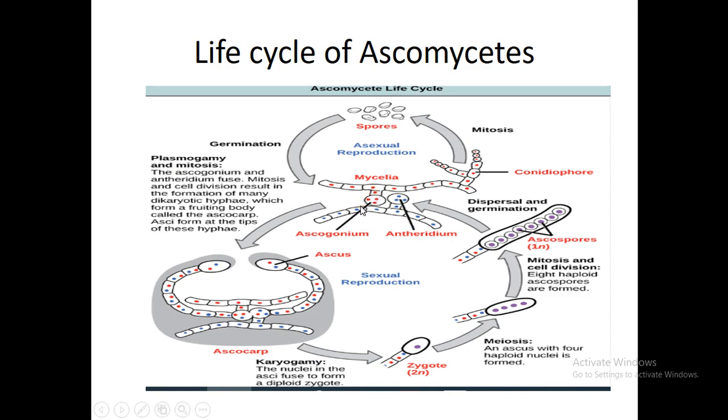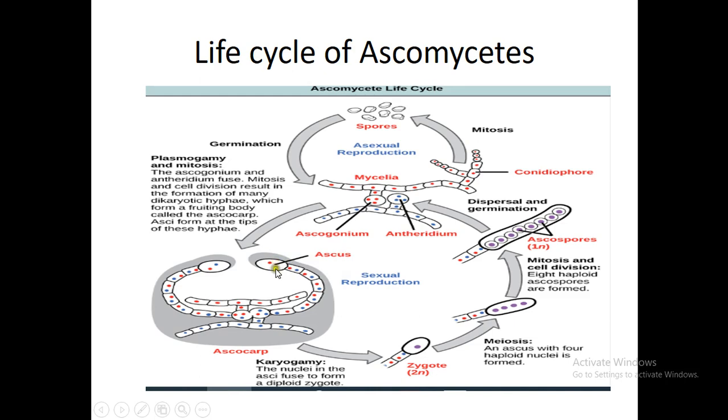When these two mycelia come close together in plasmogamy, they undergo mitosis. They fuse, but the nuclei do not fuse together. They actually form a new mycelia, which is known as ascocarp. In this ascocarp, the tip contains asci, in which one cell from the ascogonium and one cell from the antheridium are present.